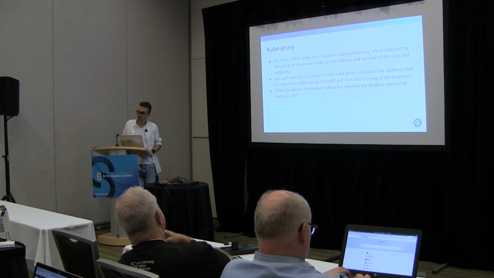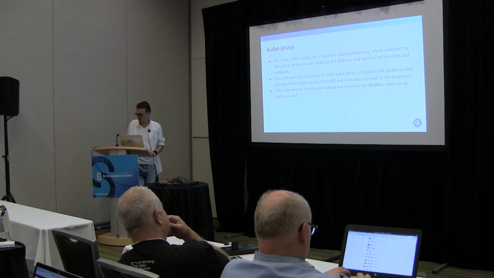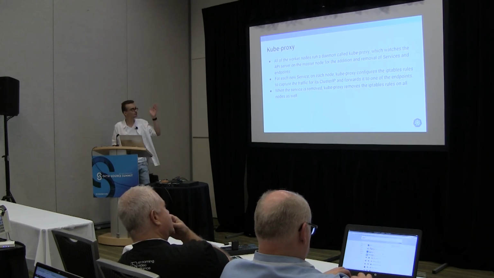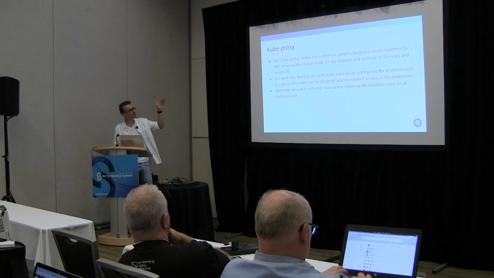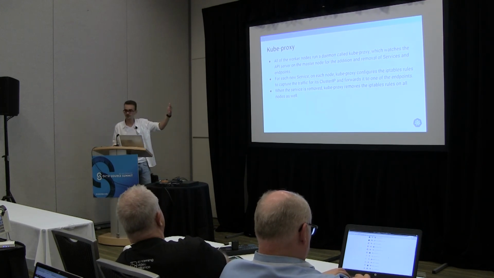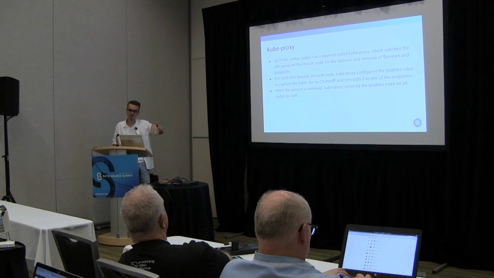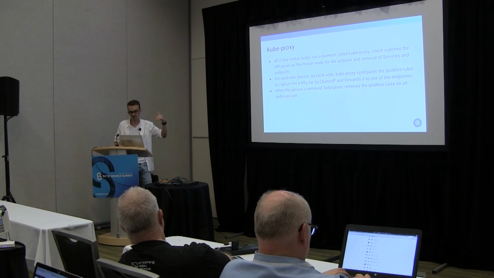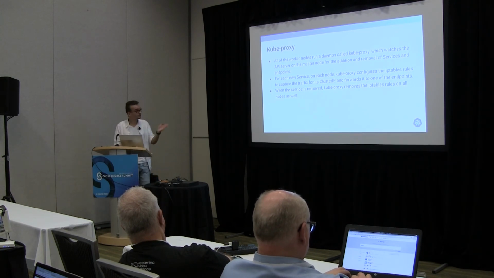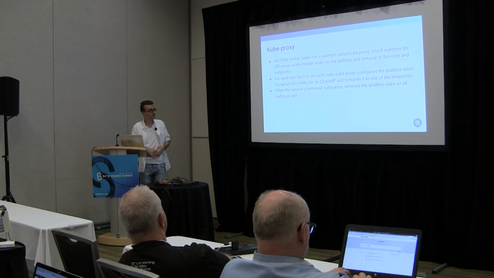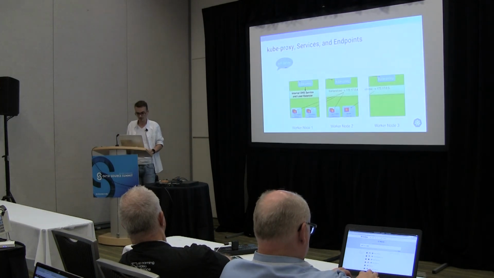Another important part of the worker nodes is kube-proxy. As I mentioned before, kube-proxy is a daemon, a networking component that interacts with the API server, and it performs operations of adding or removing services and endpoints on the worker nodes. Kube-proxy also manages the iptables rules on the nodes, and when a service is removed, it also removes the iptables rules there.